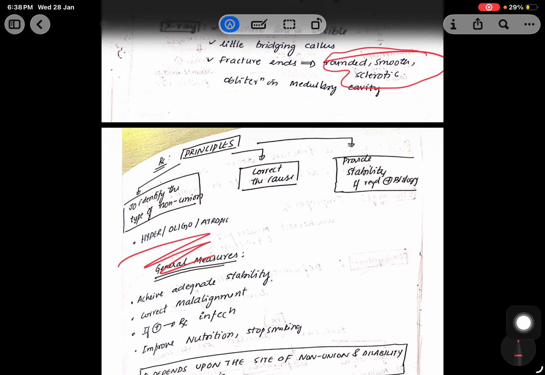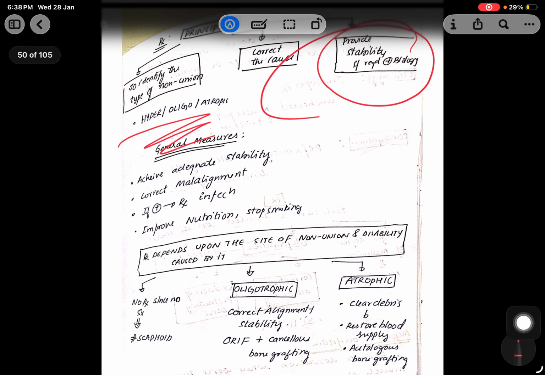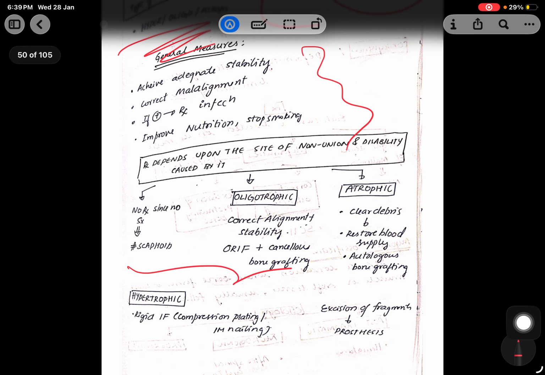Identify the type, because management depends on that. For example, if it's just hypertrophic, then you have to remove the callus. But if it's oligotrophic, you need to give bone graft, all those things, because you need to provide the biology, and also you need to provide stability. Okay. These are the general measures.